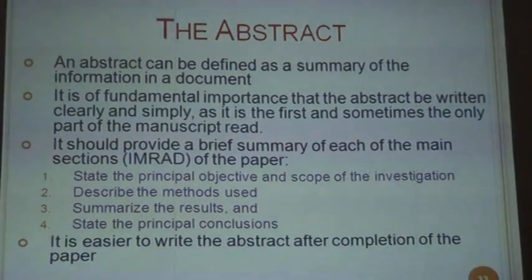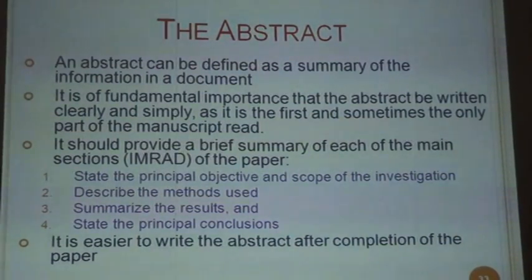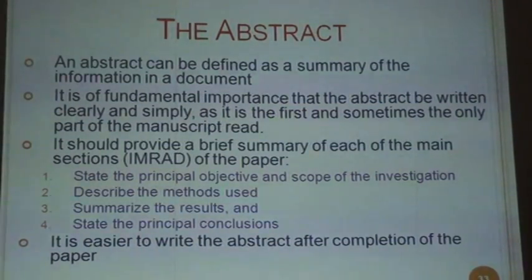It should provide a brief summary of each of the main sections, the IMRAD of the paper, state the principal objectives and the scope of the investigation, describe the methods used, summarize the results and state the principal conclusions. It is easier to write the abstract after completion of the paper. I mean, if you start writing it before completion of the paper, then sometimes it is very difficult because you sometimes don't know about a few of the results.